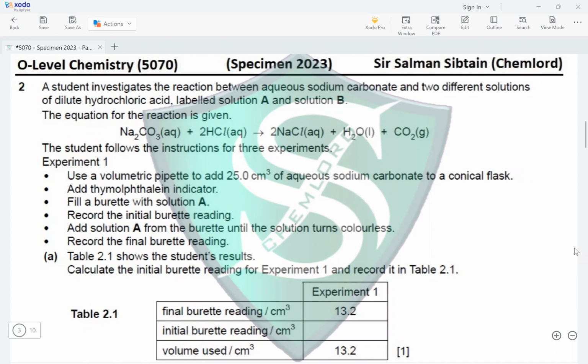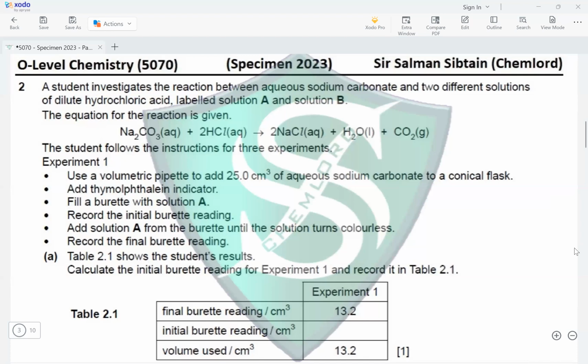So now experiment 1. Use a volumetric pipette to add 25 cm cube of aqueous sodium carbonate to a conical flask. Add thymolphthalein indicator. Fill a burette with solution A. Record the initial burette reading. Add solution A from the burette until the solution turns colorless. Record the final burette reading. Table 2.1 shows the student's results. Calculate the initial burette reading for the experiment 1 and record it in table 2.1.